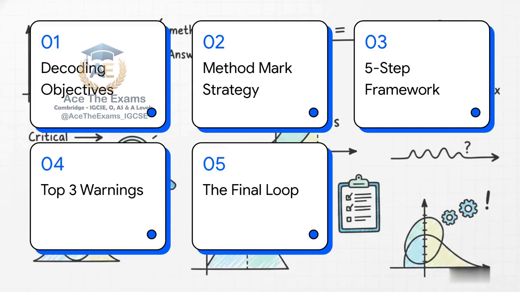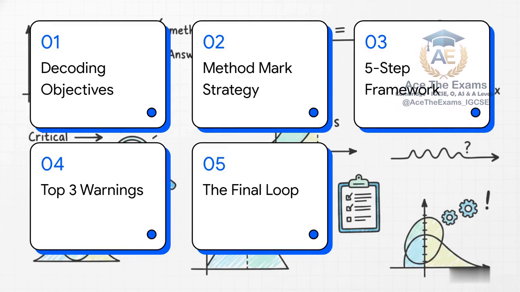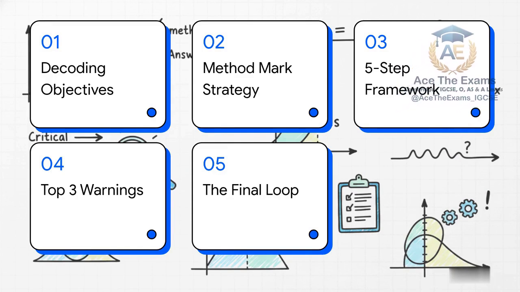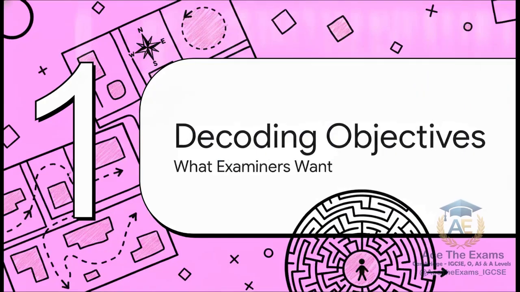Okay, here's our roadmap for today's audit. 1. Decoding objectives. 2. The method mark strategy. 3. The 5-step framework. 4. Top 3 warnings. And 5. The final loop. Let's jump into Section 1, Decoding Objectives, what examiners actually want.